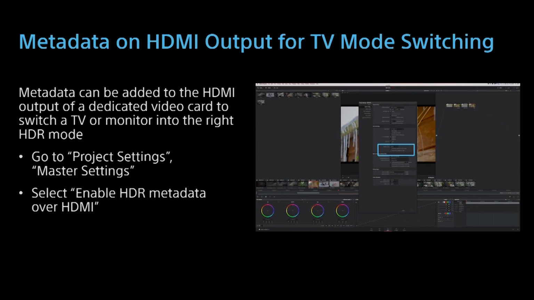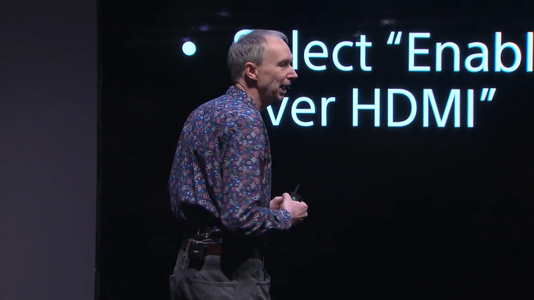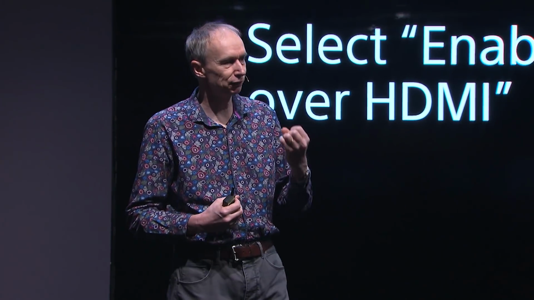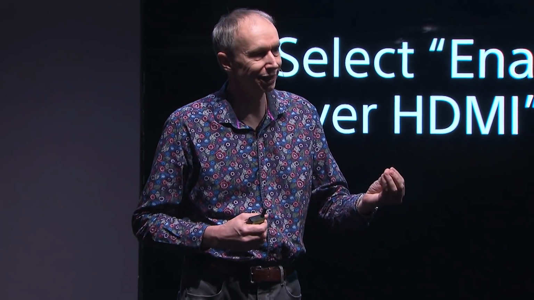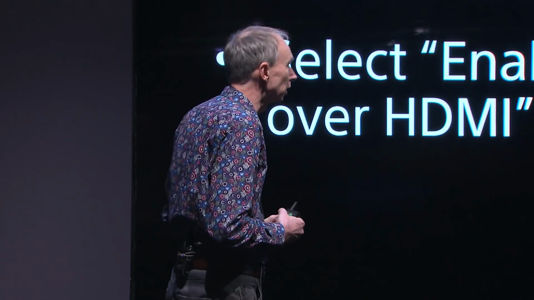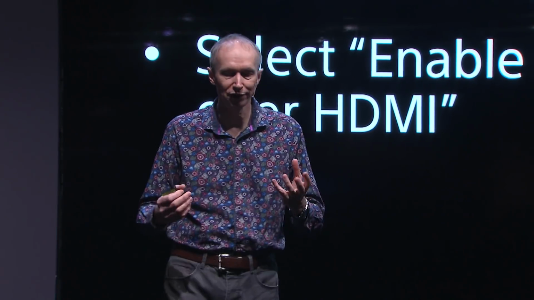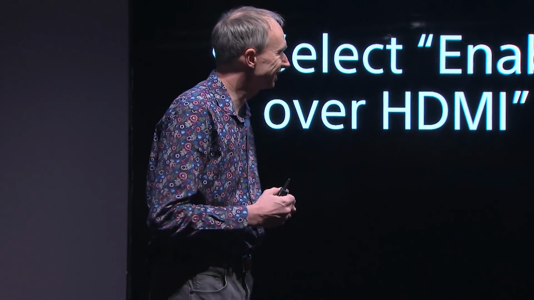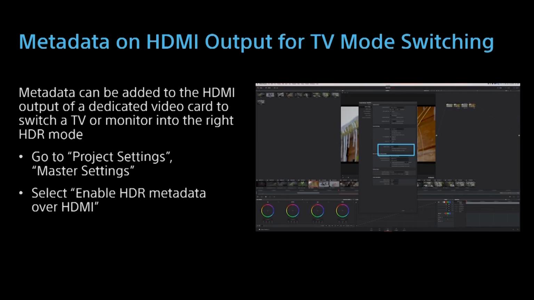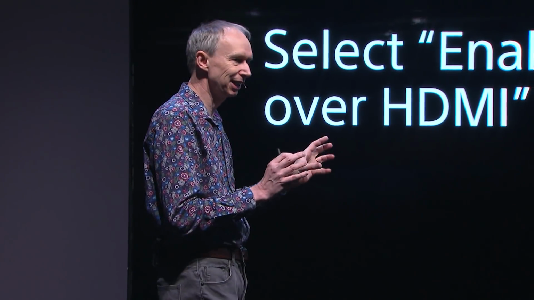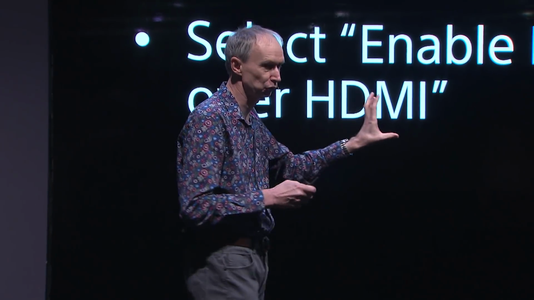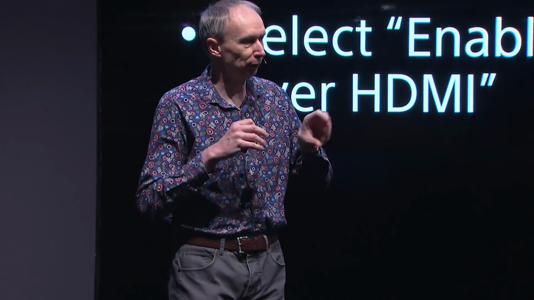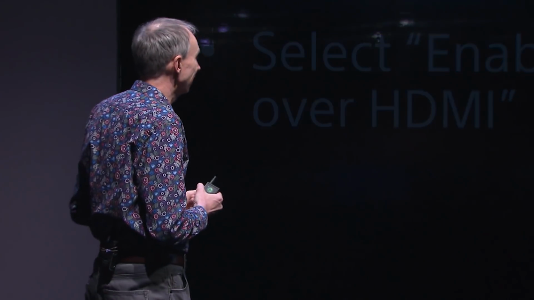Now, another thing that you might run into is if you're using a television as your monitor, an HDR TV. Many TVs won't go into their HDR mode unless they receive the correct signals down the HDMI cable that says this is HDR. And we can enable that signaling within Resolve by going to the project settings, to the master settings, and enabling HDR metadata over the HDMI. This only works, though, if you've got a dedicated video card. It doesn't work with the desktop graphics card. You have to have a proper Blackmagic SDI card or something like that.